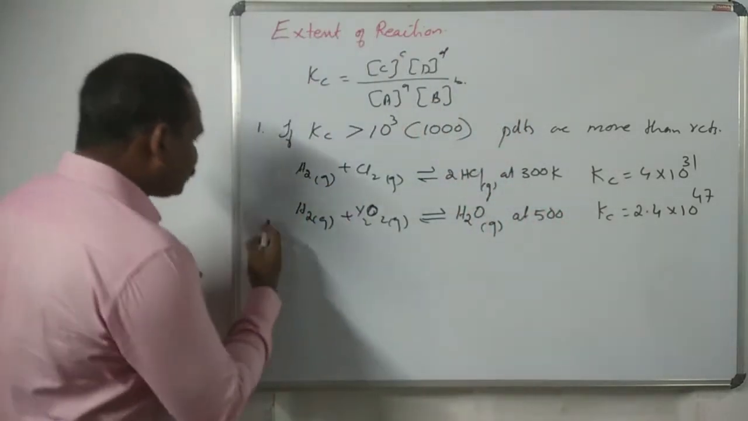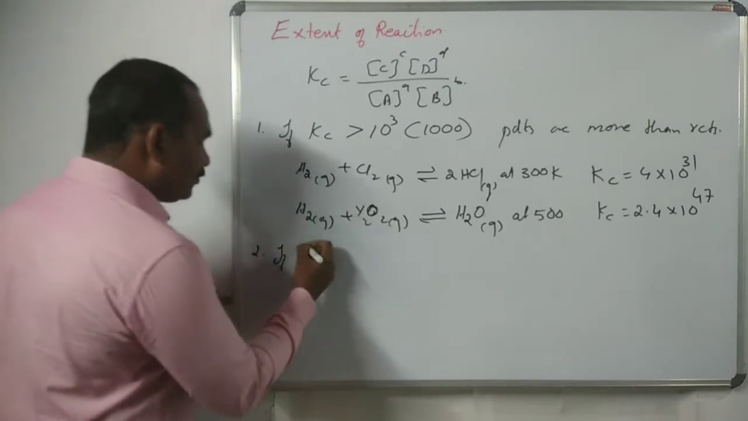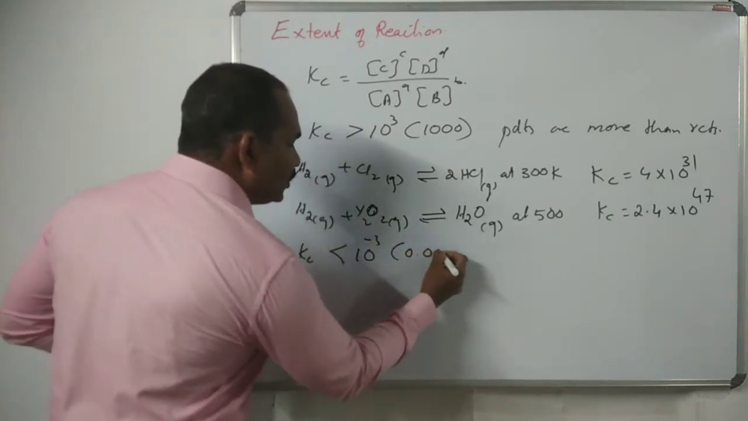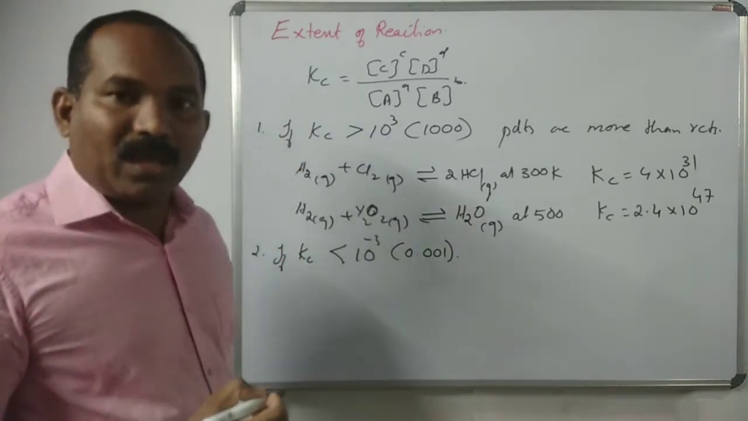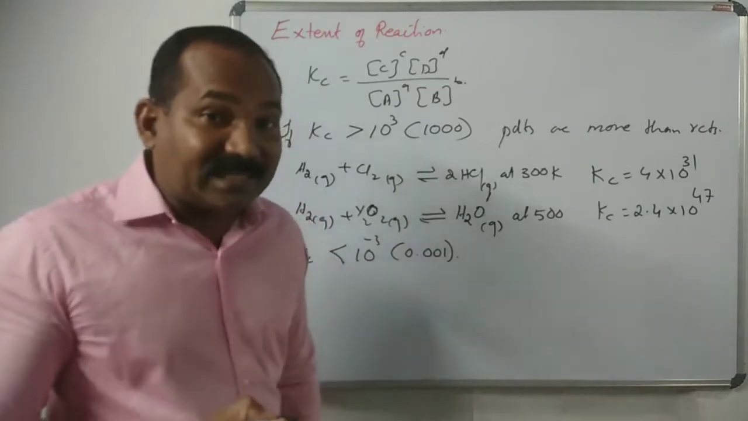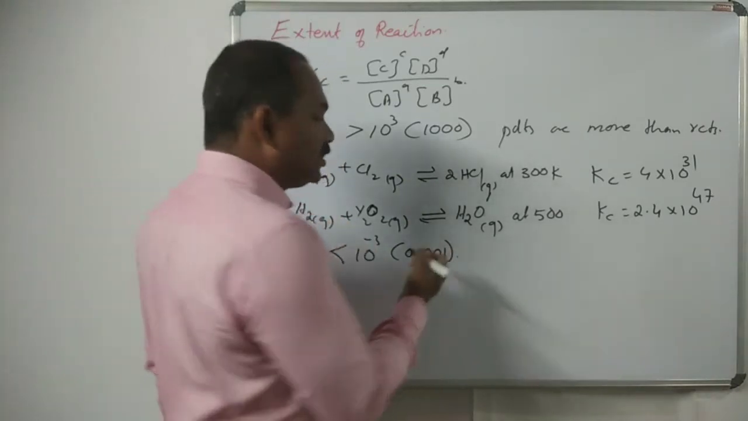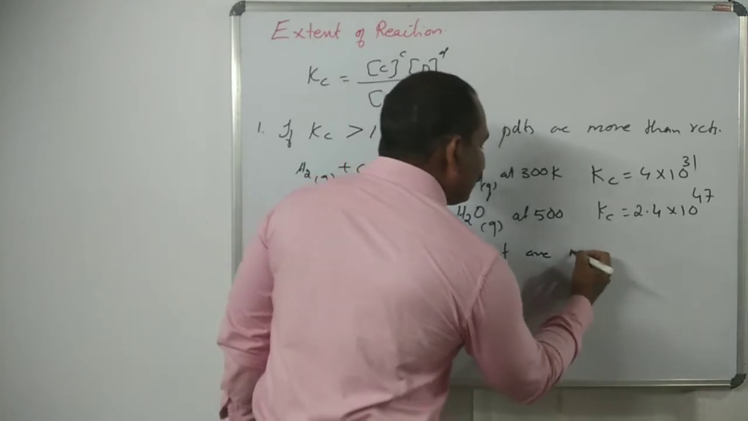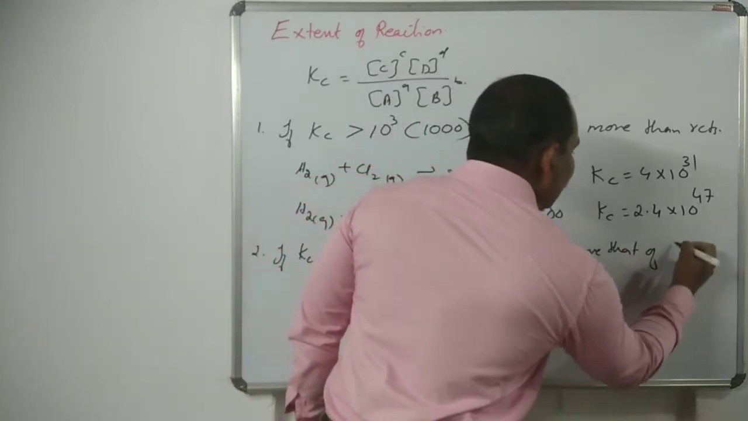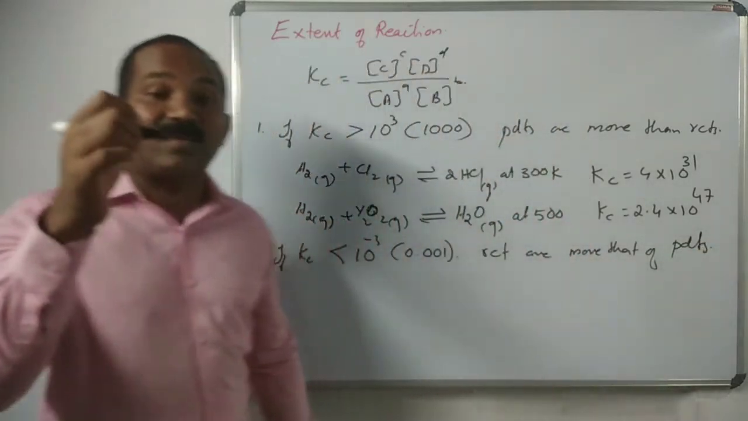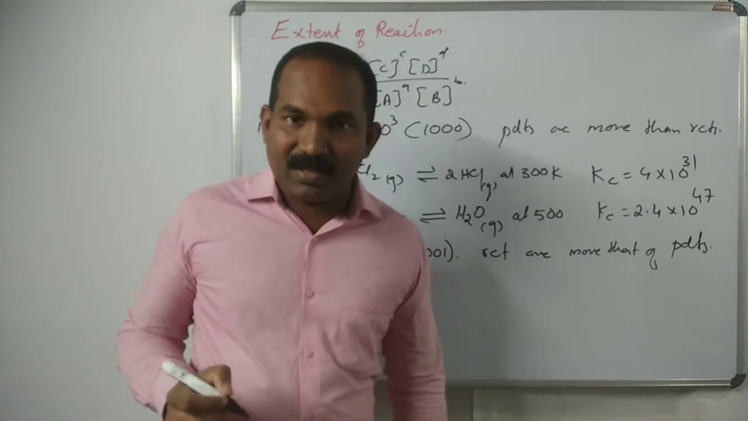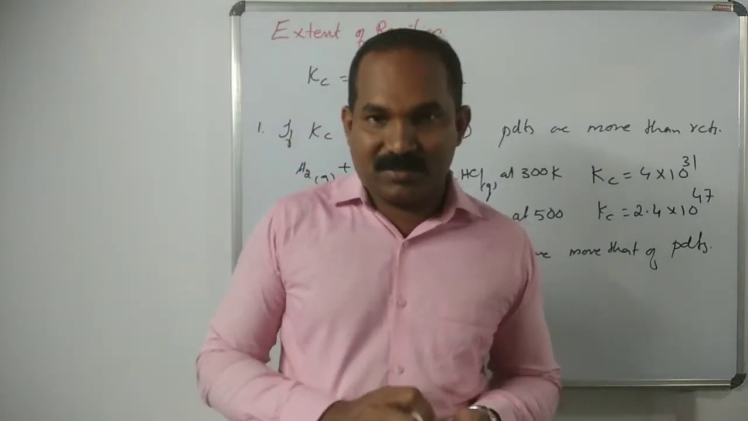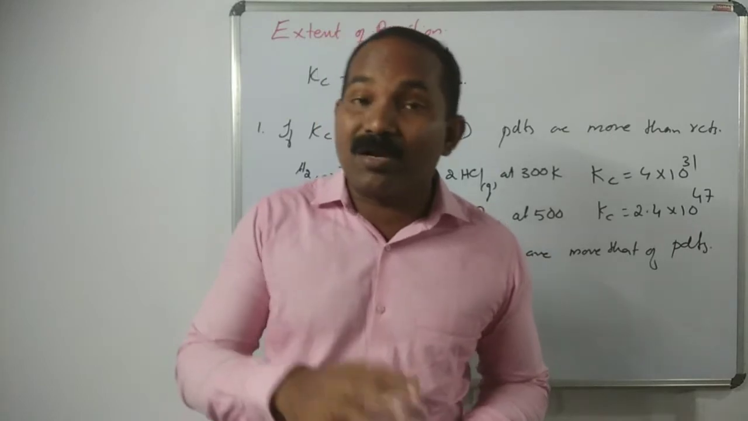The next is the second case. If the Kc value is less than 10 raised to minus 3, that is 0.001, the reactants are predominant; reactants are more than the products. Are you clear? It means the reaction rarely takes place, or hardly takes place.